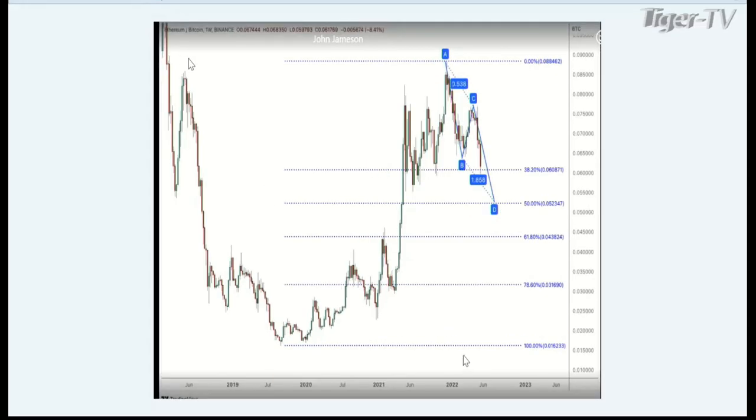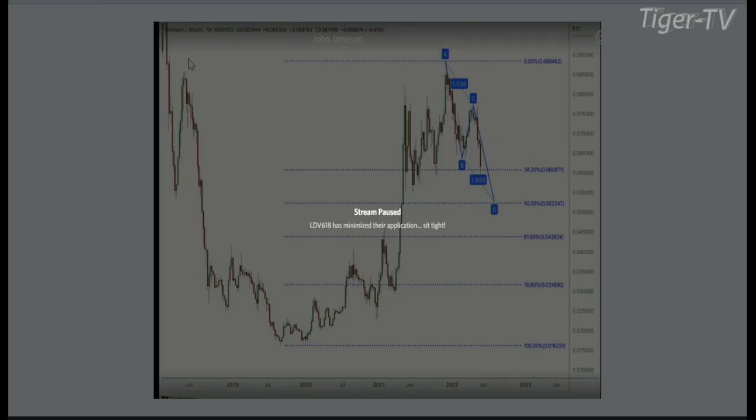Now here is Ethereum. You're seeing the same thing, it's making another big ABCD down here, right about there. Now I don't know if it's going to get there or not, but if it gets there, that would be the place you'd maybe want to try to get in. So we'll see. Okay, now let's talk just a tiny bit about the stock market.